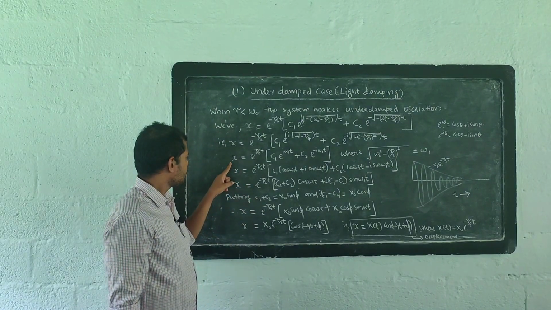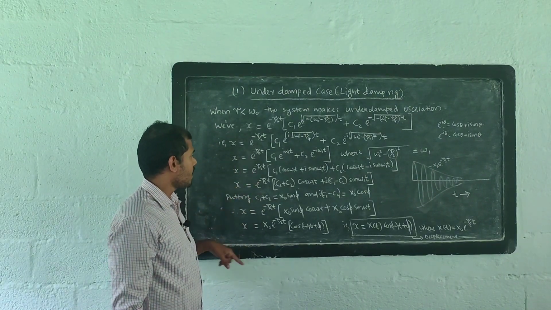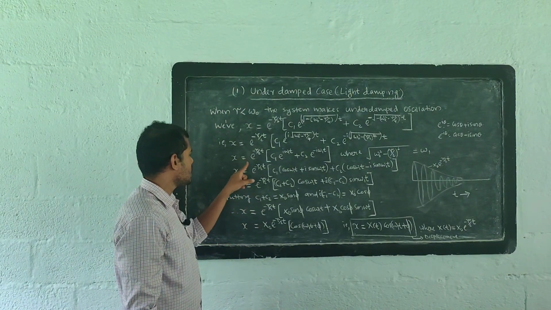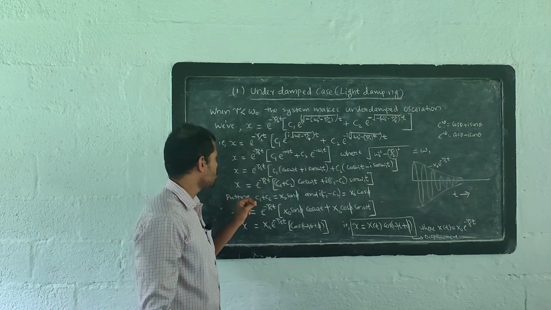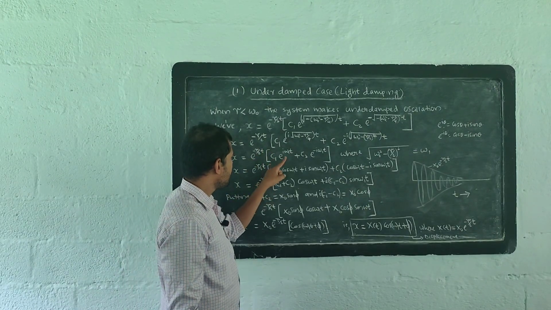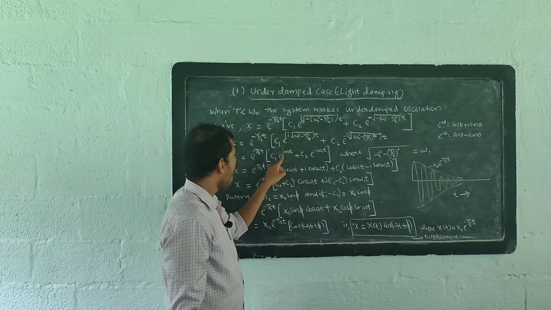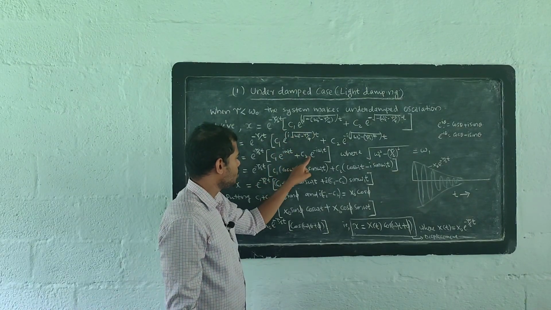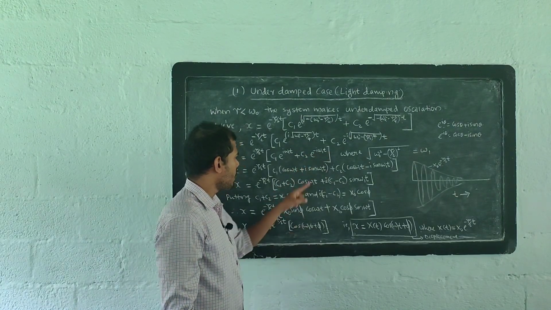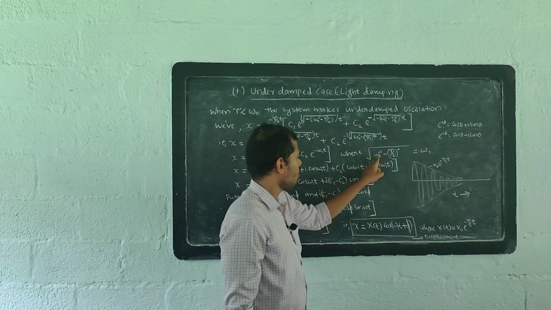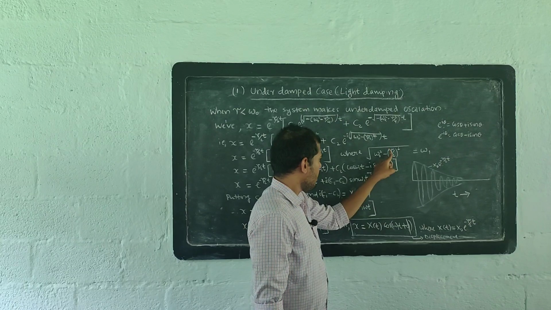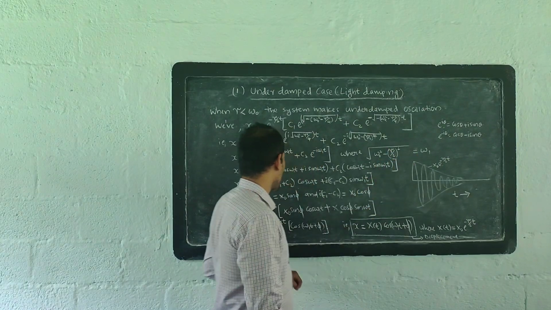Therefore, the expression for displacement in the case of underdamped oscillation becomes x is equal to e raised to minus gamma by 2 t into c1 e raised to i omega 1 t plus c2 e raised to minus i omega 1 t, where the square root of omega 0 square minus gamma by 2 whole square is omega 1.